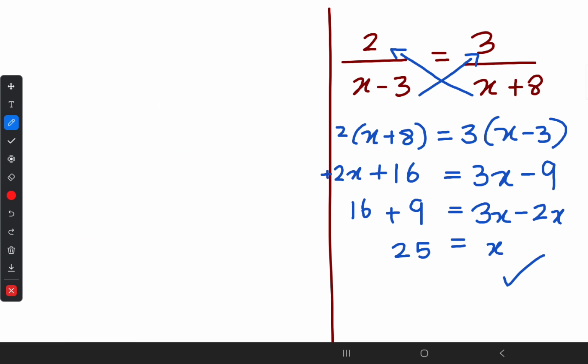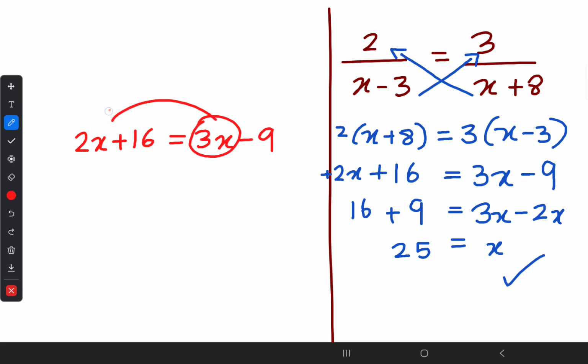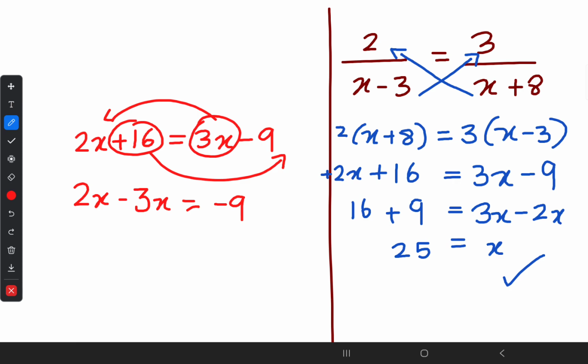So here is one more possibility. If you bring the 3x to here, look at this, after expansion this would be the simplification: 2x plus 16 equals 3x minus 9. So I will bring the 3x to this side and 16 to the other side. So what will become? 2x remains the same. This positive 3x will become a negative 3x. And negative 9 remains the same. You have to keep the direction itself. And the positive 16 will change to its opposite direction, negative 16.